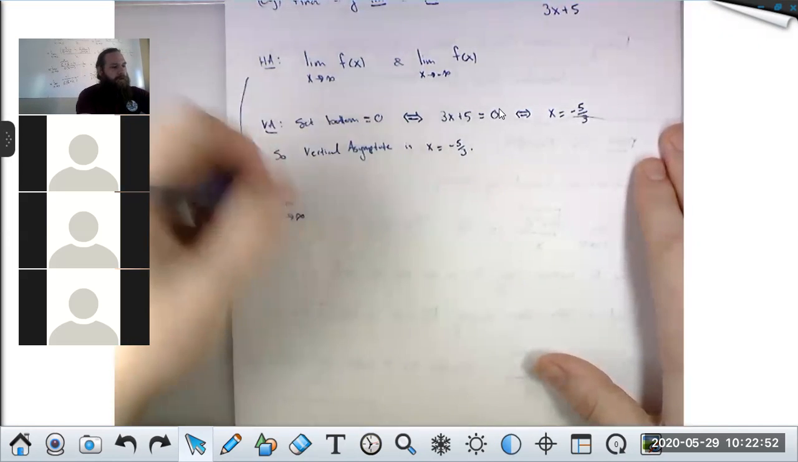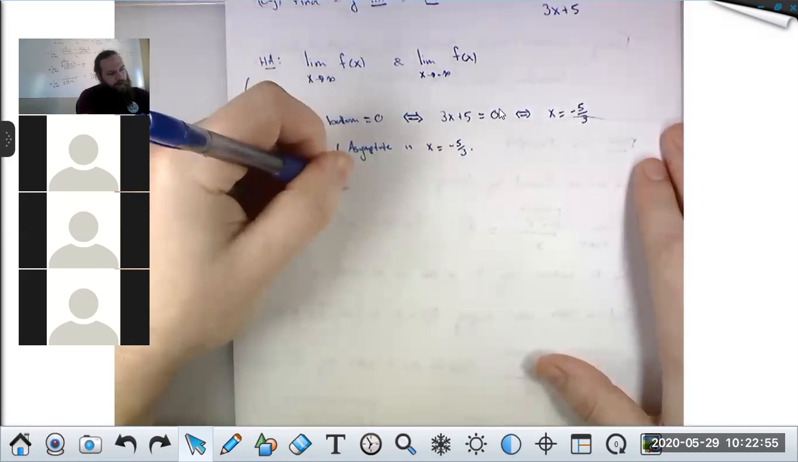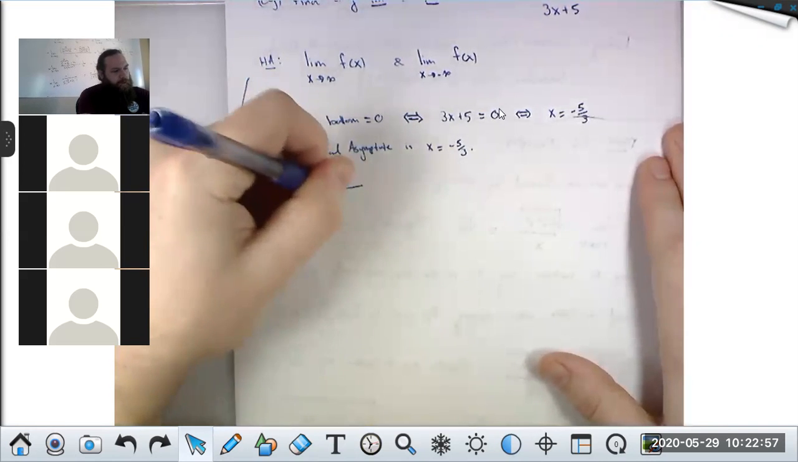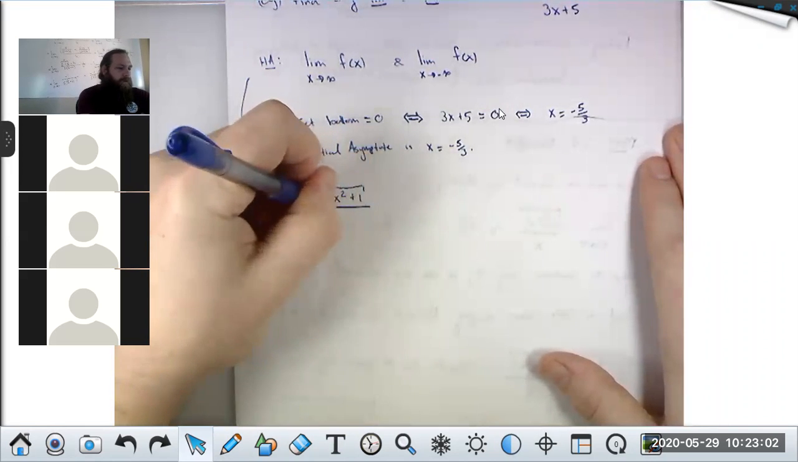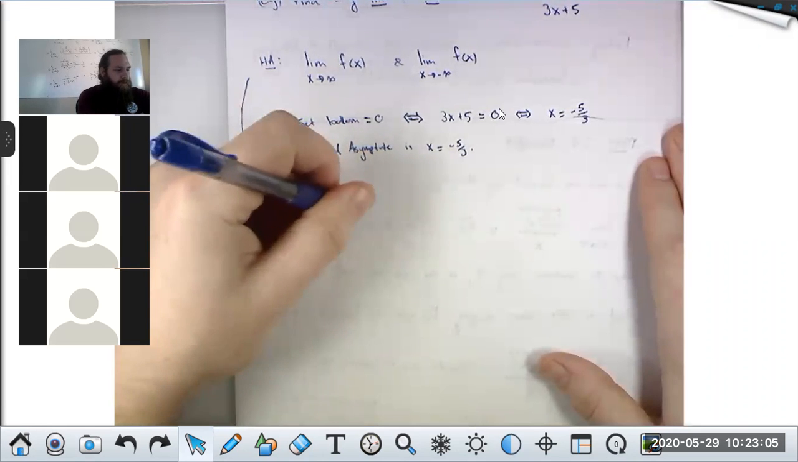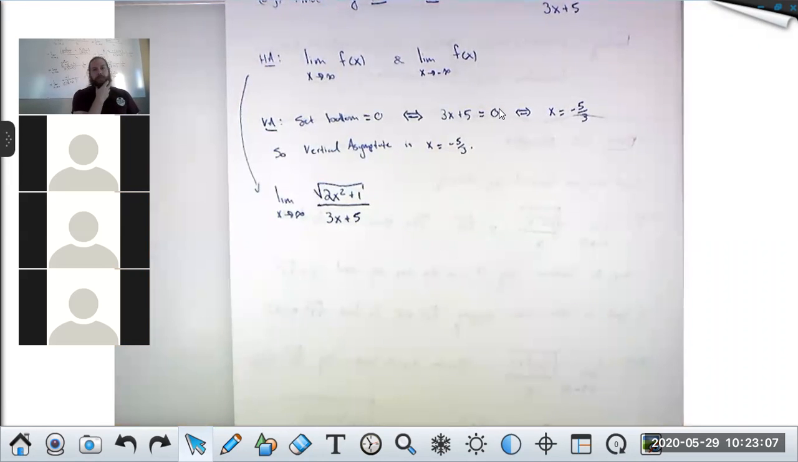First, we'll take the limit as x goes to positive infinity. And since this is very similar to the other function, you can guess that the trick will be a very similar trick. Again, I need to identify the dominant term. Downstairs, I have a linear function. That is a function where the largest power of x is the power 1, right? 3x plus 5. And upstairs, I have a quadratic function, but it's under a square root.